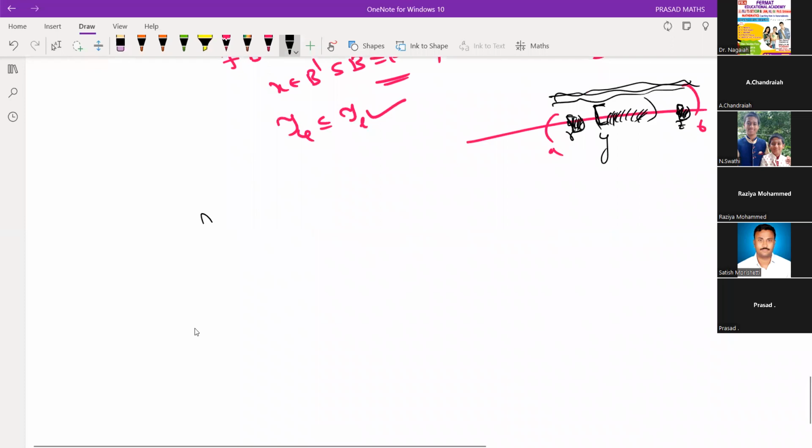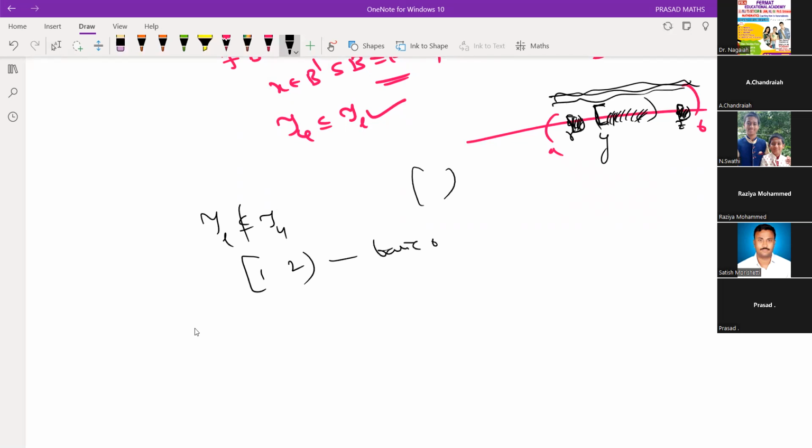Because tau L is not contained in tau u. Why? Because you take this interval. Is it a basic open set? Yes, it's a basic open set because it's in the form of left closed, right open. Once it is a basic open set, it is always in tau L because it is generated by these intervals. So it is in tau L.